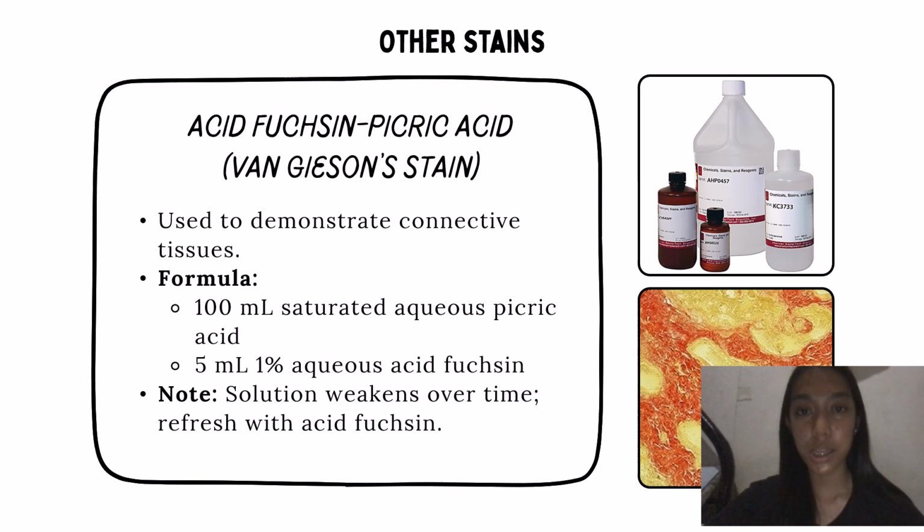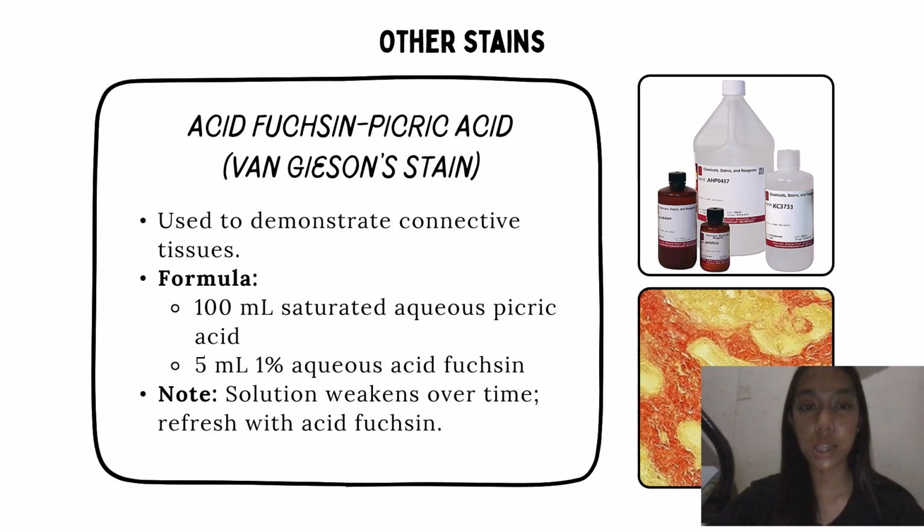While hematoxylin and eosin, or the H&E stain, remains the cornerstone of routine tissue staining, numerous specialized stains, collectively referred to as other stains, are used to highlight specific cellular and tissue components. These stains are indispensable in differentiating connective tissue, detecting microorganisms, highlighting cellular structures, and revealing biochemical components like DNA, calcium, and mucopolysaccharide. So first is the acid fuchsin picric acid, or the Van Gieson stain.